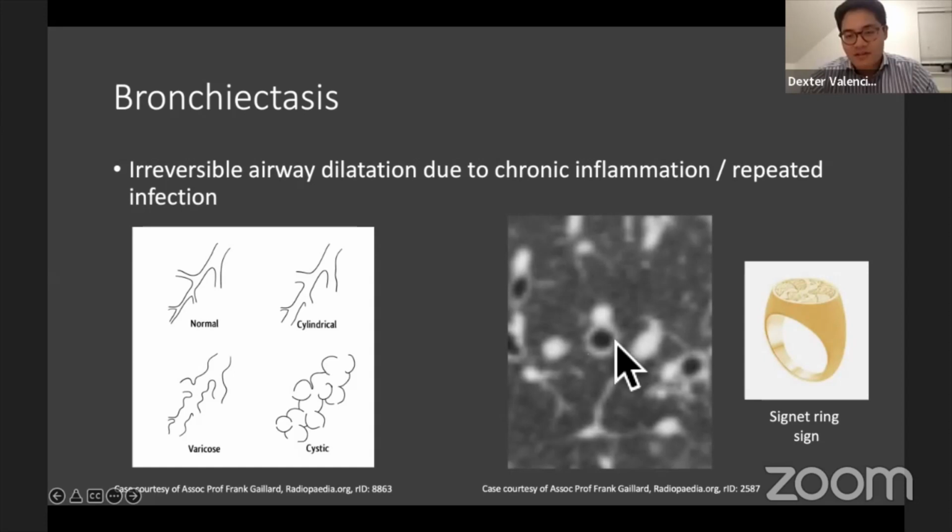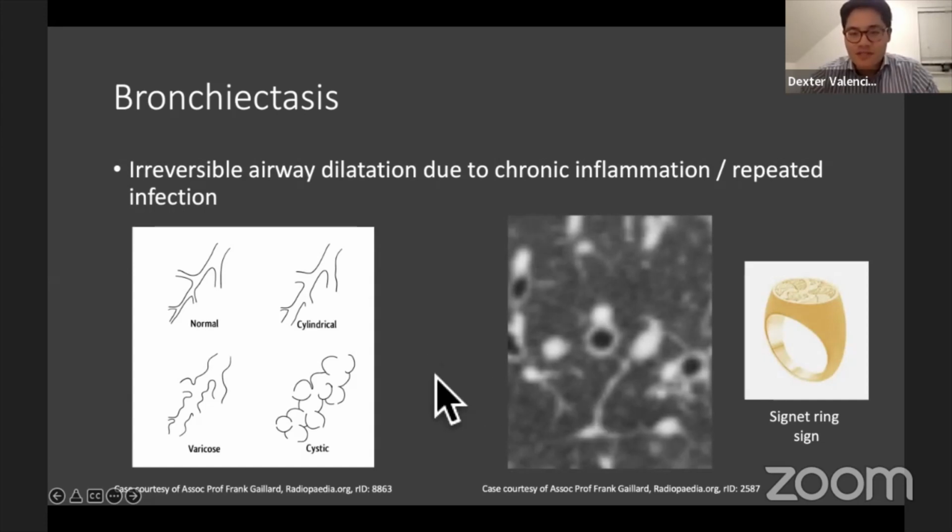So what we have here is axial CT slices of the lung. We can see that here we have a bronchiole, and we can have the adjacent pulmonary vessel. And the pulmonary vessel here is a lot smaller compared to the airway. And whenever that happens, that's the signet ring sign. So it's the pulmonary vessel being smaller than the adjacent airway.